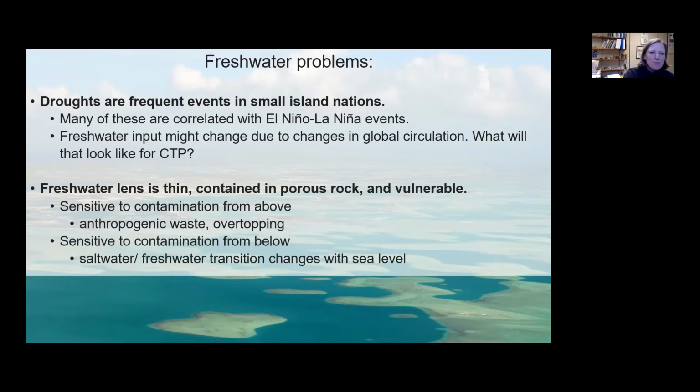We also know that the freshwater lens for any of these islands is, by definition, thin. It's just floating there, a little available, 1 to 2 meters of land space on top of that salt water. It's buoyant on top of the salt water. It's contained within porous rock, and it is vulnerable to contamination both from above, from those overtopping events, which are filled with anthropogenic waste and salt water, and from below, from the salt-freshwater transition level changing due to tidal fluctuations and changes in sea level. And then, of course, I didn't show a picture of this, but the actual pumping activity within the wells.